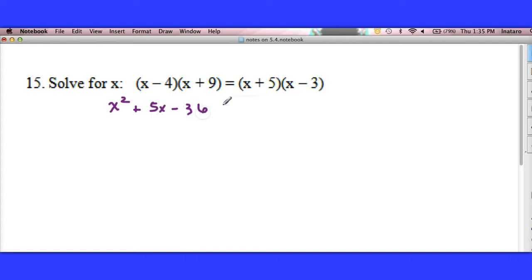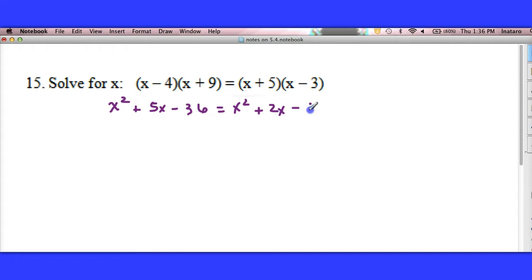And now I'm going to multiply on the right hand side. x times x is going to give me x squared. And then, since the coefficients are 1, I can add the 5 and negative 3 to get my middle term. That's going to give me plus 2x. And then 5 times negative 3 is going to give me a negative 15.